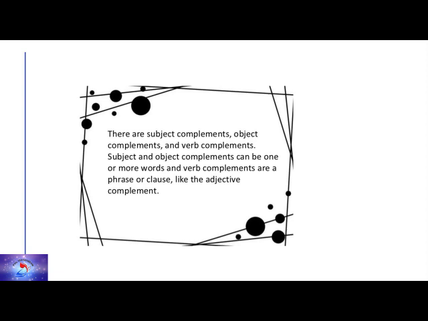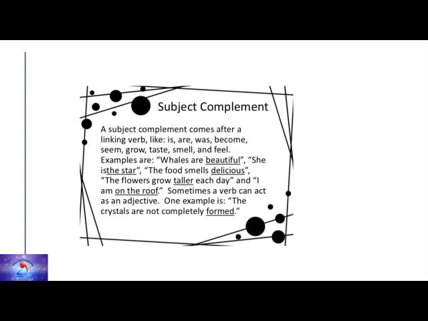So let us see what a subject complement is. A subject complement comes after a linking verb like is, are, was, become, seem, grow, smell, feel. So examples: whales are beautiful. She is a star. The food smells delicious. Sometimes a verb can act as an adjective. So one example: the crystals are not completely formed. The verb acts as an adjective.